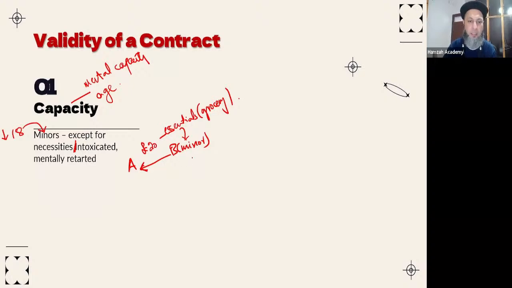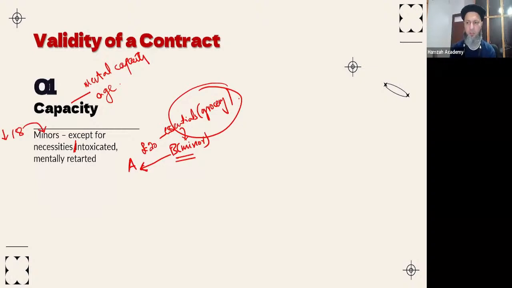But because he's a minor and because the goods were necessary items, if B does not pay him tomorrow, A cannot sue him, because in the eyes of law, B did not have the capacity to enter into the contract. So A cannot enforce it.